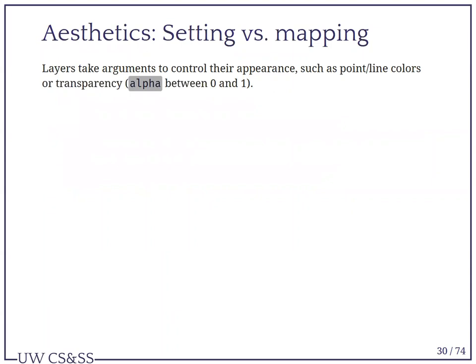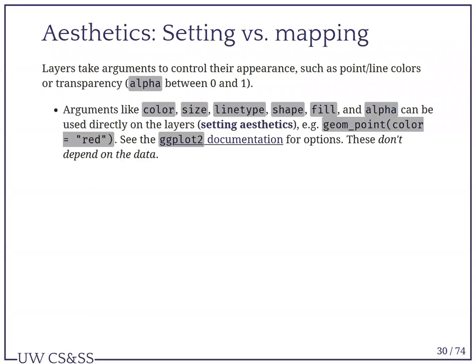Okay, so earlier I said sometimes we set things and map things. What was I talking about? So layers take arguments to control their appearance, such as point and line colors or transparency. Arguments like color, size, line type, shape, fill, and alpha can be used directly on layers to set the aesthetic of them. In this case, we would say I have a scatter plot with geom point, and I want all those dots to be red. So I would say color equals red, which seems pretty straightforward. I just want to set all of these dots to red.